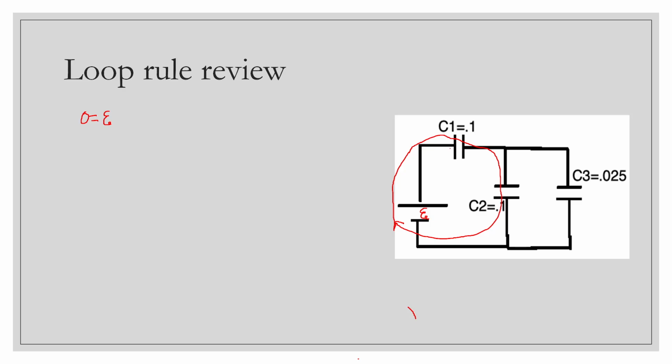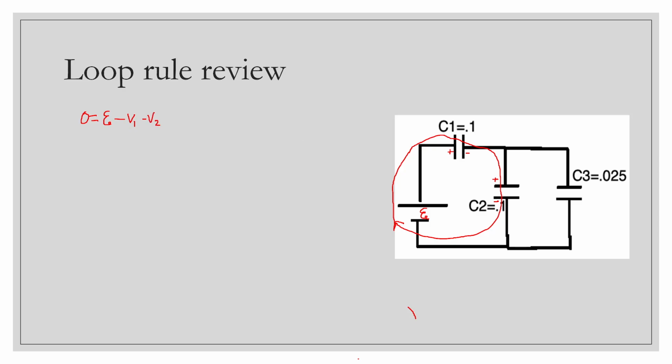Then we go to our first capacitor. This is the positive end of the battery, so this is going to be the positive end of that capacitor, which means the other side is going to be negative. I go from positive to negative, which is a decrease in voltage, so it would be minus V1. Then this is the negative side of that capacitor, which connects to the positive side of this capacitor. We go from positive to negative again in our direction, so it'd be minus V2.